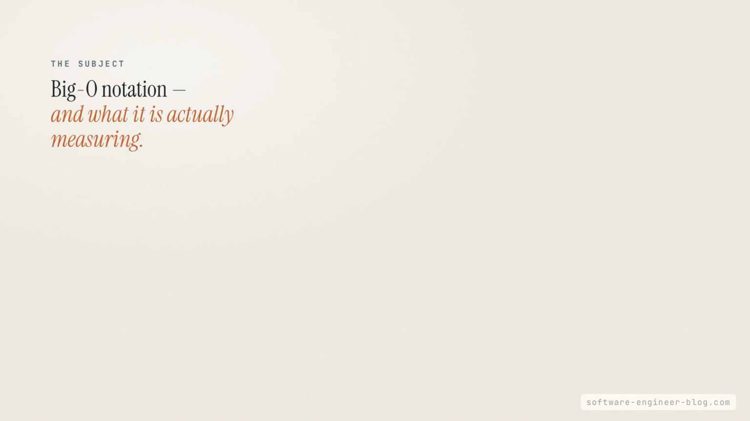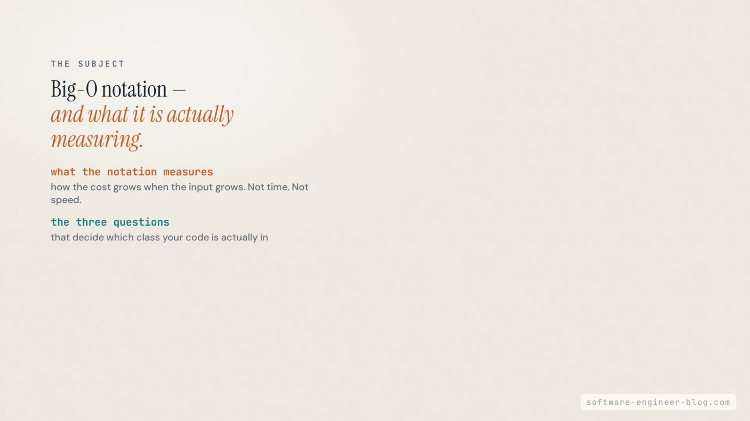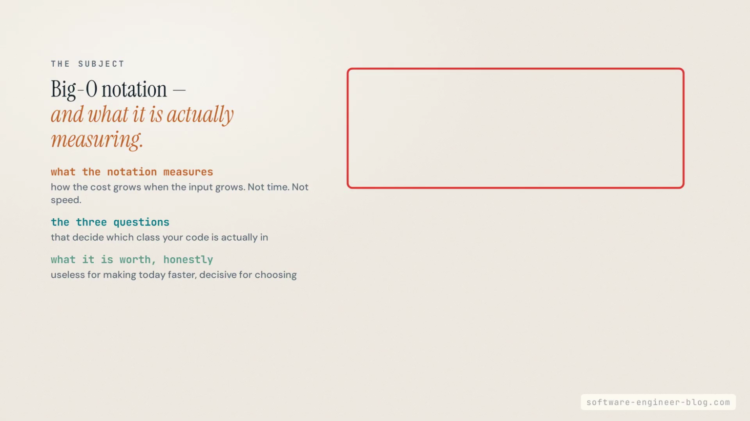So let us name the subject. This is Big O notation, and mostly what it is actually measuring. 3 things this video covers. First, what the notation measures, which is how the cost grows when the input grows. Not time, not speed. Second, the 3 questions that decide which class your code is really in. Third, what it is honestly worth, which is less than people claim in some places and more in others.